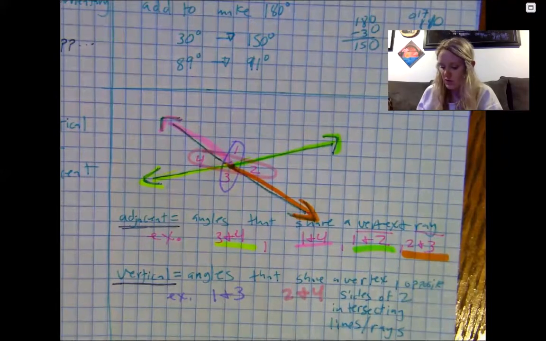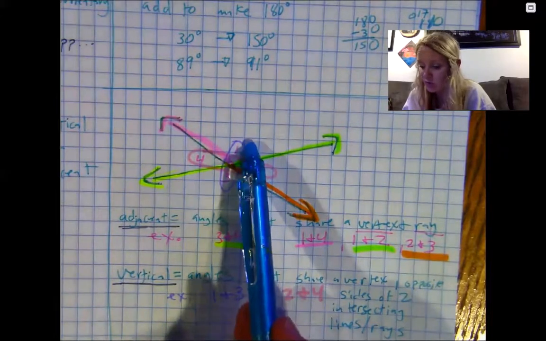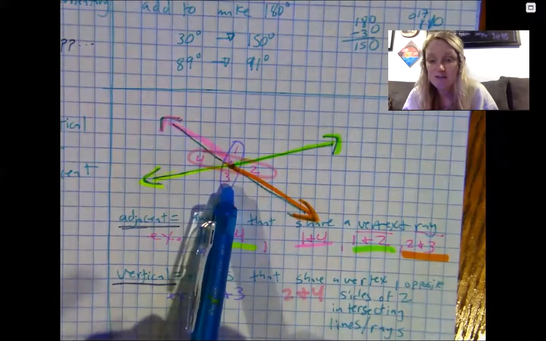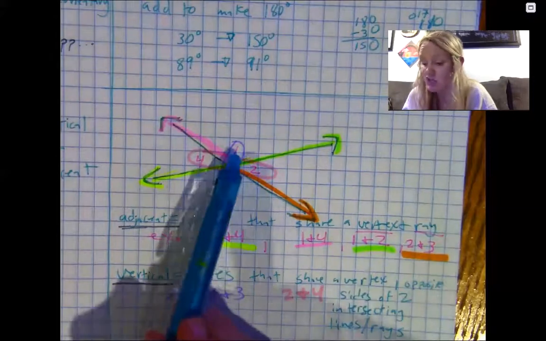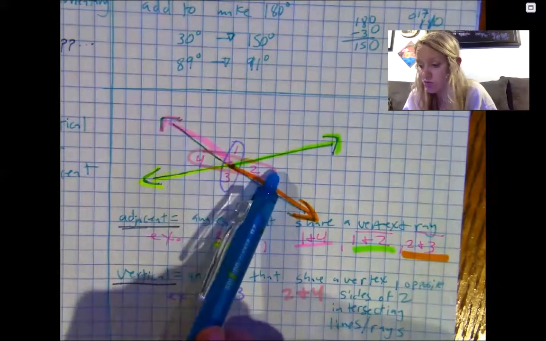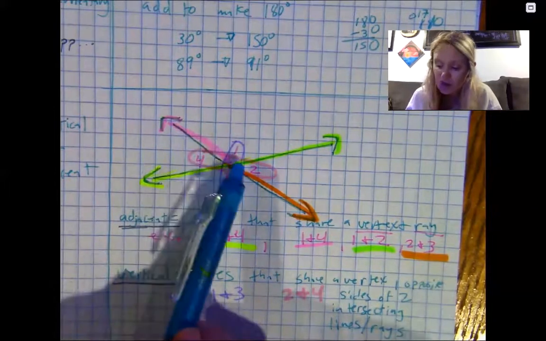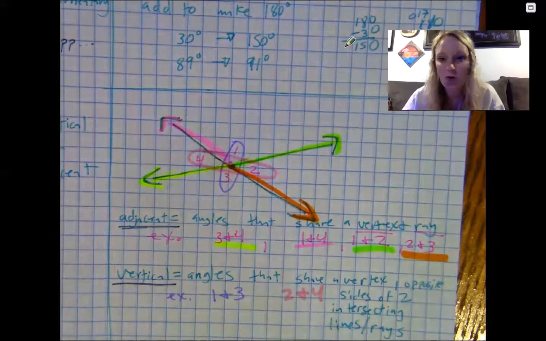So if they ask you on a homework or a test, what is 1's vertical angle, you would say, okay, 1's vertical angle is 3. If they said what is an adjacent angle for 1, you have 2 options. You could say an adjacent angle for 1 is 2 because they share this ray, or you could say an adjacent angle for 1 is 4 because they share this ray. So it's just different ways to look at angles and how they relate to one another, okay? All right, we'll go on to the next thing.